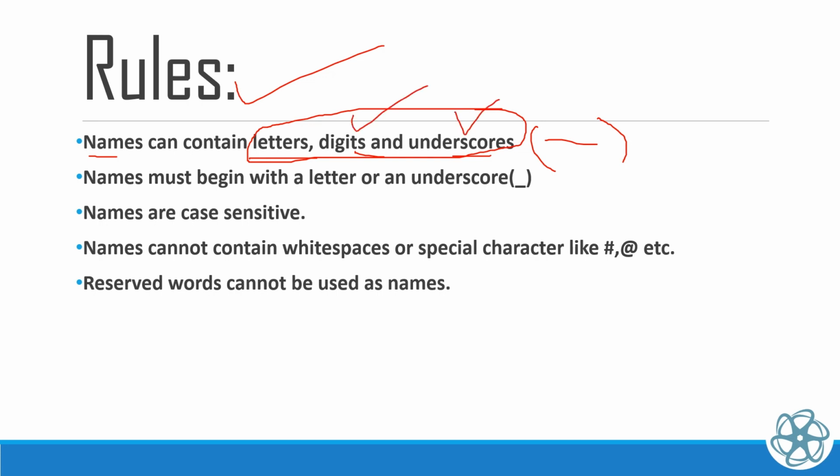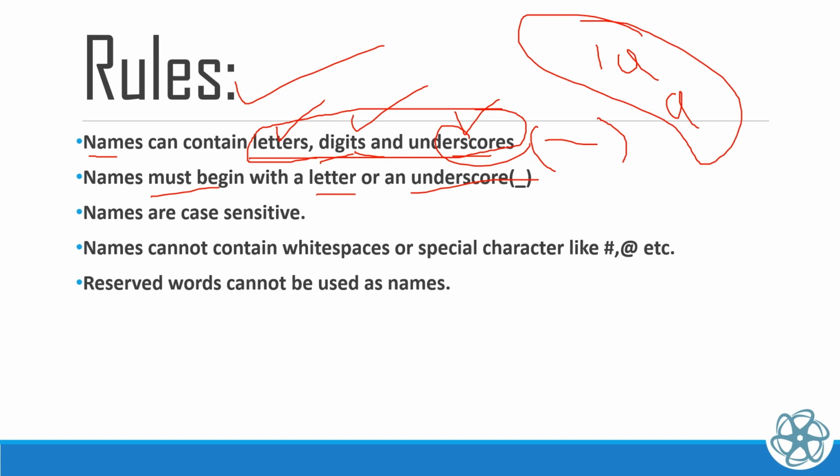Every variable name must begin with a letter or underscore. I have written it here, letter or underscore. I can't start a variable name with a digit. I can't write 1a. I have to write a, or underscore a. I have to declare this type of variables.